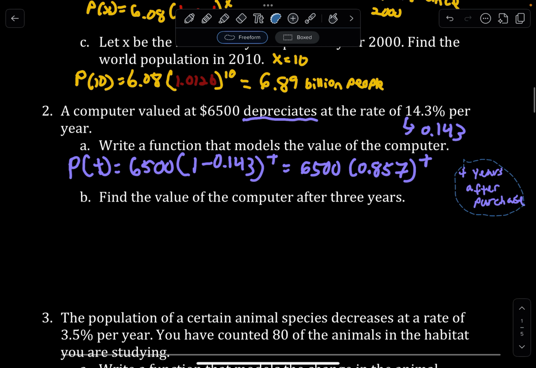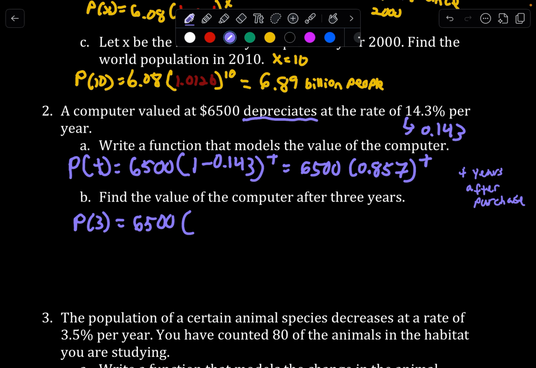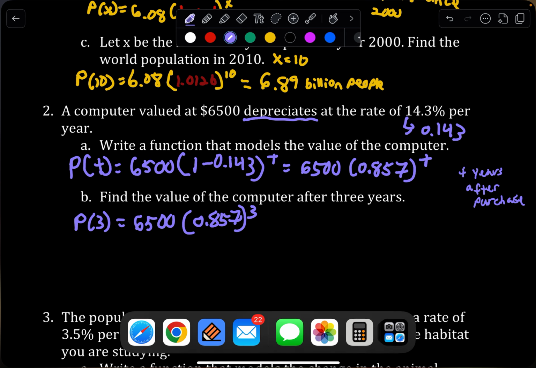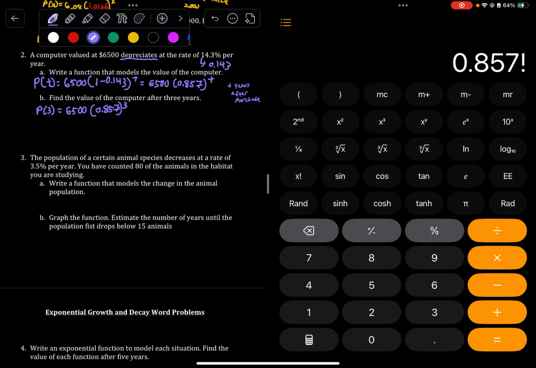So it says find the value of the computer after 3 years. So they want you to tell them what P of 3 is. So P of 3 is going to equal 6,500 times 0.857 to the third power. Okay, so now this is just a calculator problem. You're just going to type it into the calculator. That's why you need one.